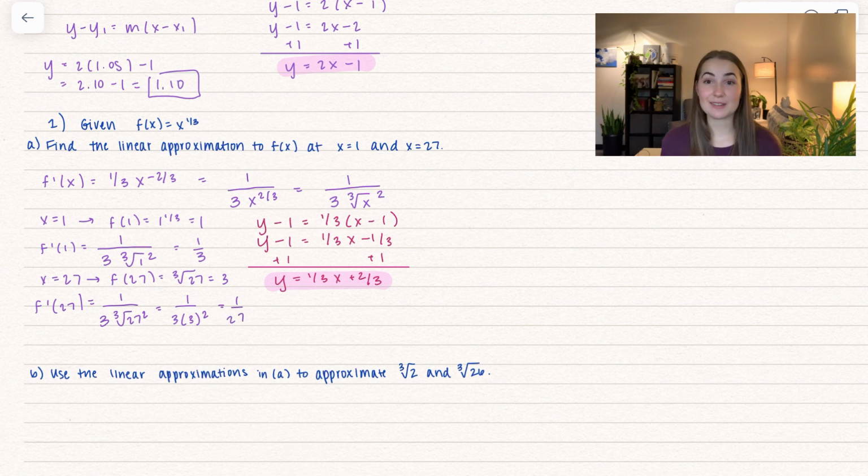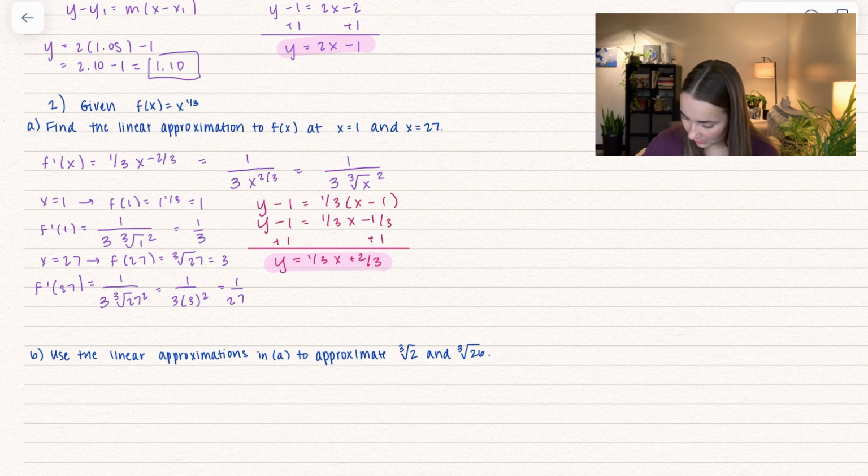Okay, so here I got a slope of 1 over 27. So now we need to go ahead and plug this into our equation. So we get y minus y1 is equal to m, 1 over 27, times x minus x1. So let's go ahead and multiply this out. I'm going to distribute that 1 over 27.